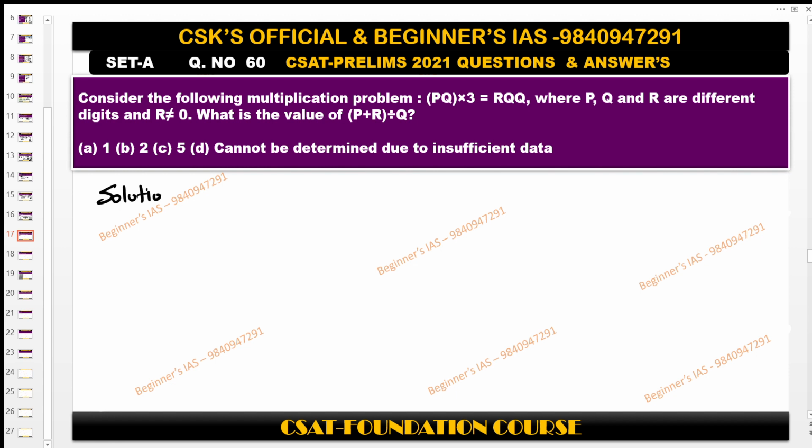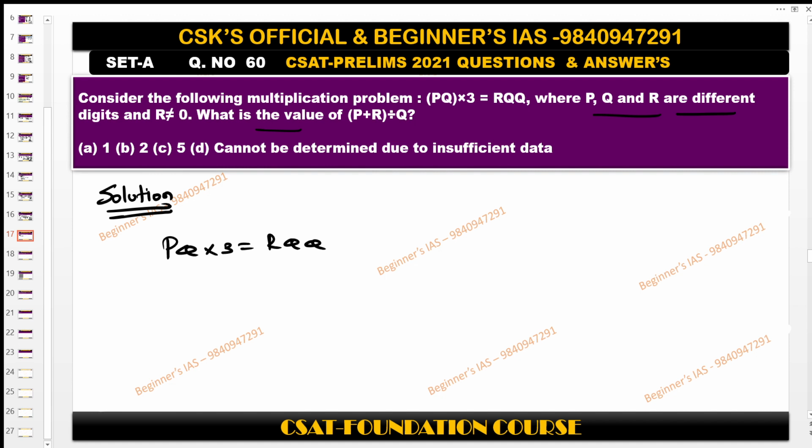Okay, surely each year you will get this kind of question, number theory questions. PQ into 3 is equal to RQQ, where P, Q, R are different digits, R not equal to 0. What is the value of (P plus R) divided by Q?